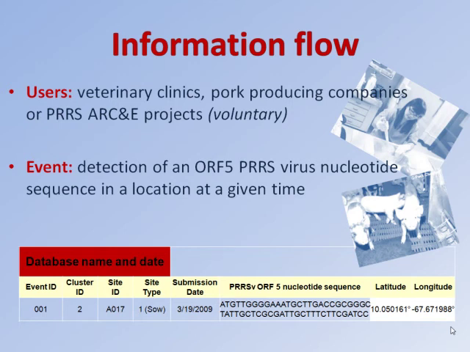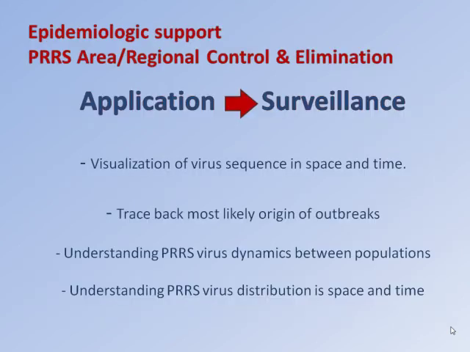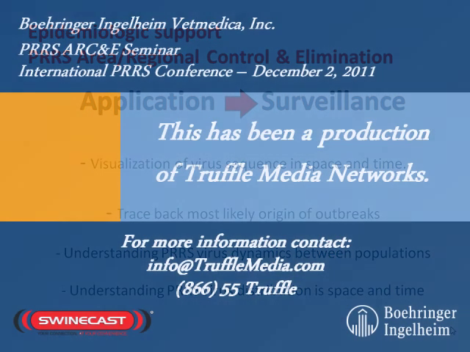We have information from the veterinary clinics, from producing companies, and from the PRRS ARCE project, and this is sent to us by the BI people. What we're looking at is the ORF5 region of the nucleotide sequence. The final application of this project is to visualize the virus sequence in space and time, to try to trace back the most likely origin of the outbreaks, and finally to understand the virus dynamics between populations and the distribution of the virus in space and time.